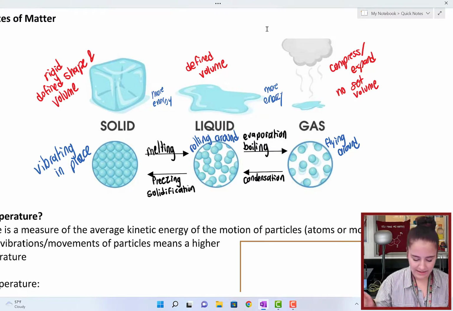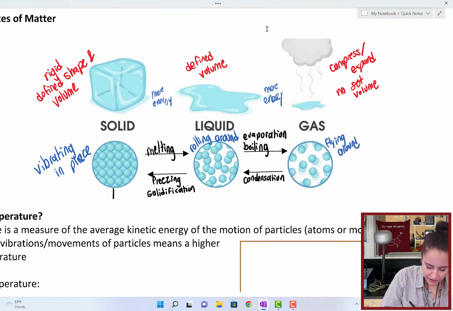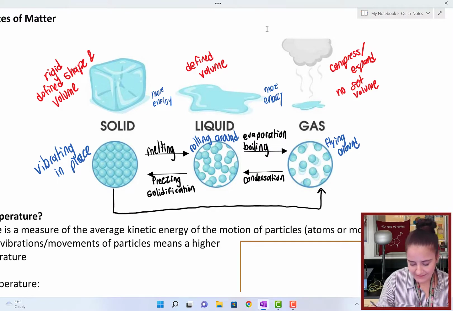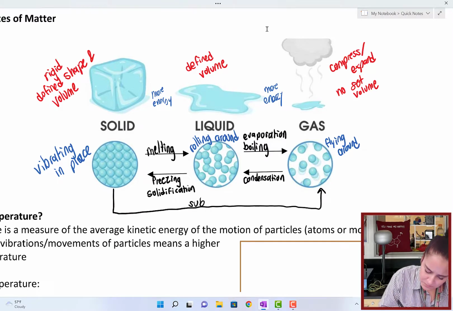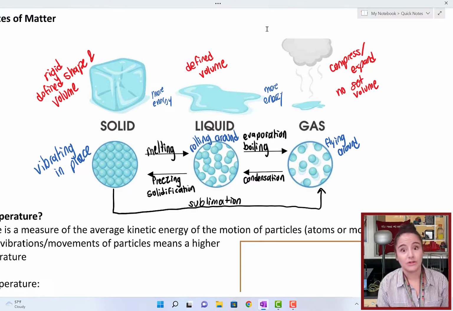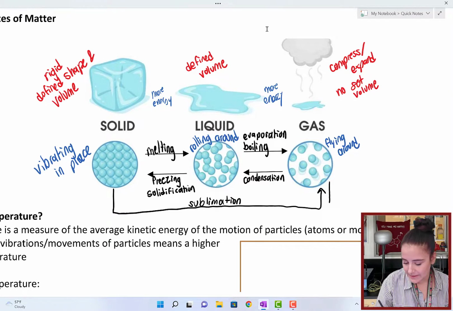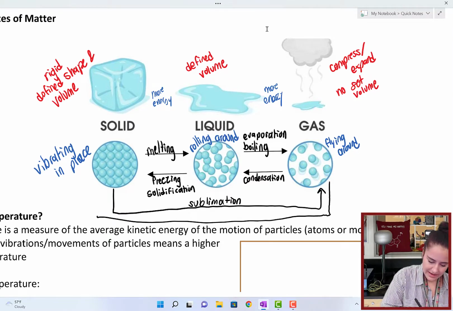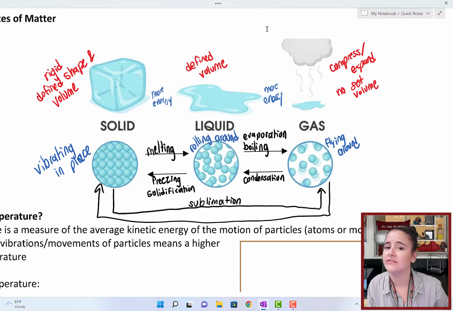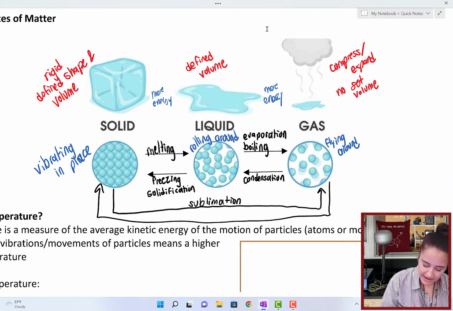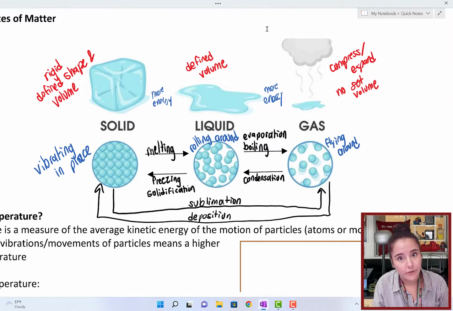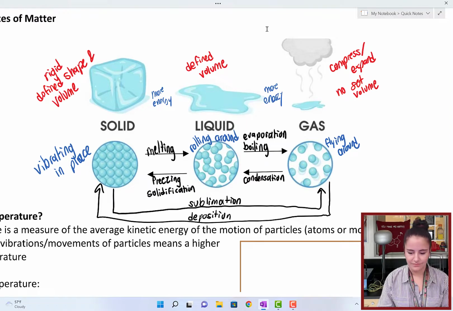And then we can add in the bonus ones. Going from a solid to a gas is called sublimation. This is what dry ice does. Sometimes this happens when snow evaporates a little bit. And then going from a gas to a solid, this is what happens when frost forms on your window on a cold day. That is called deposition. The gas is getting deposited in the form of a solid. Okay, cool. We know our states of matter.